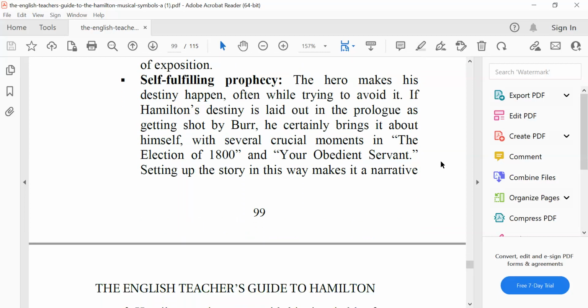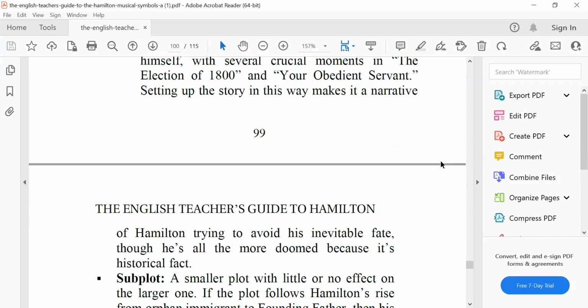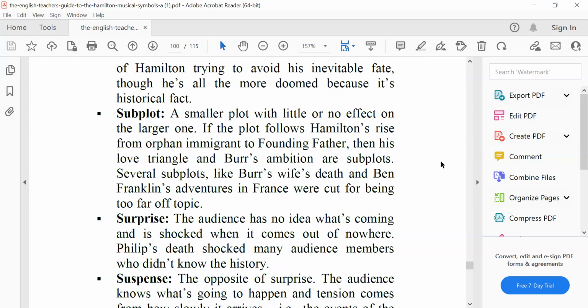Self-fulfilling prophecy. The hero's trying to make his destiny happen, and he does. In fact, Hamilton keeps trying to avoid his fate of getting into politics, offending Burr. He and Burr have a shootout, but it still happens.